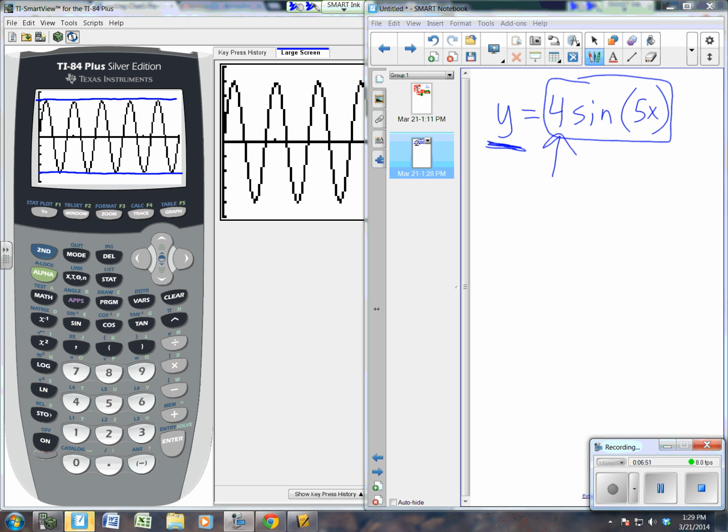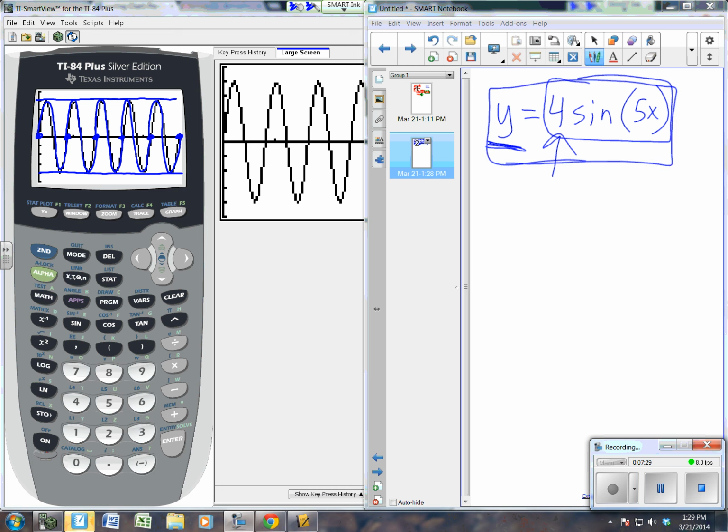And then we can count the number of cycles that take place. If I start right here at 0, 0, I count 1 cycle to right here. That's 1 cycle, right? I do it again. That's 2 cycles. That's 3 cycles. That's 4 cycles. 5 cycles. And so we know that K is 5 because 5 cycles take place between 0 and 2 pi. Any questions there?